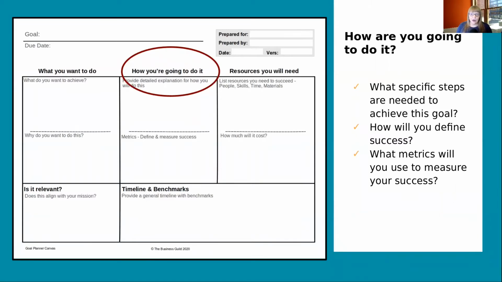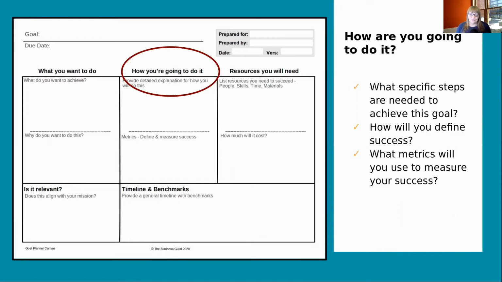In the next section, it's all about the how. Okay, the how you are going to make your goal happen. How are you going to do this? What steps are you going to take? How are you going to define success? And what metrics are you going to use to measure it?